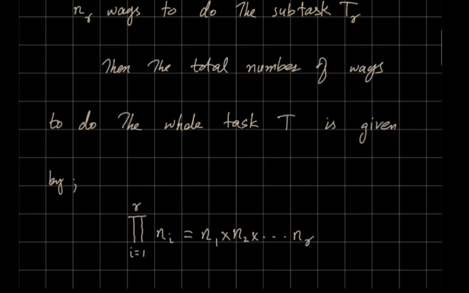Then the total number of ways to do the whole task T is given by the product of all these numbers. You can see this is the product of n1, n2, up to nr. What is n1? n1 is the number of ways to do the subtask T1. What is n2? n2 is the number of ways to do subtask T2. nr is the number of ways to do subtask Tr.